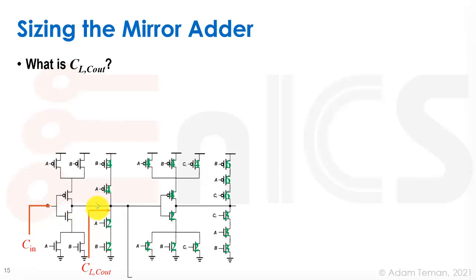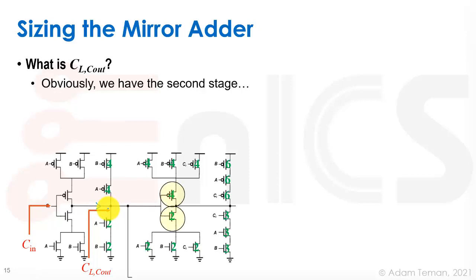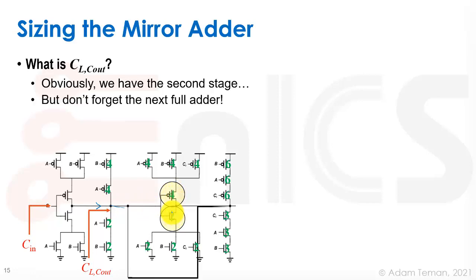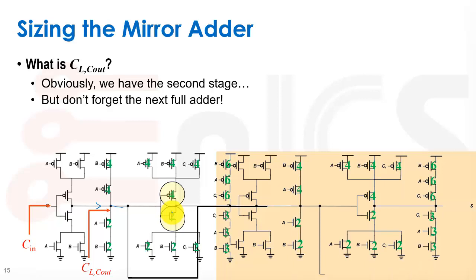So it's anything that we see from over here. And what do we see from over here? Well, first of all, we have these two transistors that we see over here, right? And we see that they're sized 4 and 2, okay? But we also have the next stage, okay? So this is gonna go output and drive our next stage in our mirror adder.